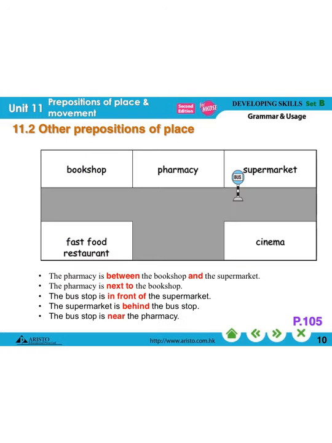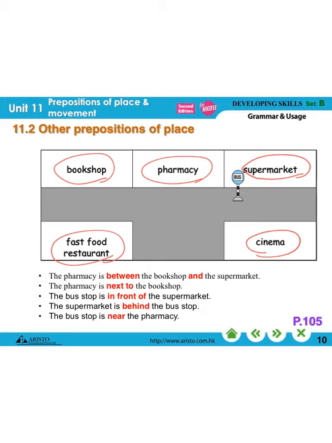You can also find this map in your grammar book on page 105. Take a look at these different places. We have got a bookshop here, and a pharmacy here. A pharmacy is the place where you can buy some kind of medicines. Then there is a supermarket here, a cinema here, and a fast food restaurant here. Besides that, you can also find a bus stop here. So how do we describe the locations of these different places?